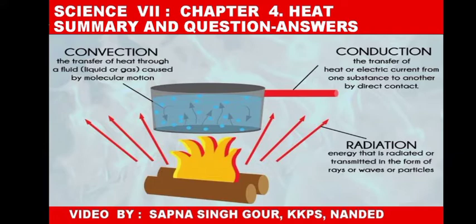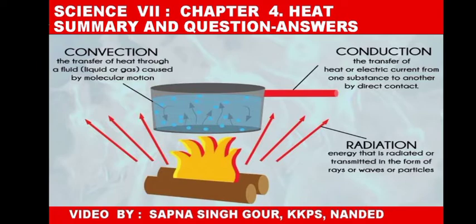Conductor, the materials that allow heat to pass through them easily are called conductors. For example, metals like aluminium, iron and copper. Insulators, the materials that do not allow heat to pass through them easily are poor conductors of heat. Such poor conductors are called as insulators. For example, plastic and wood are insulators.